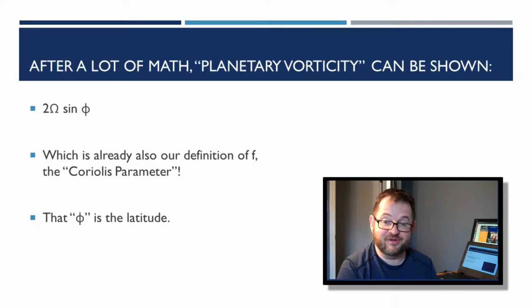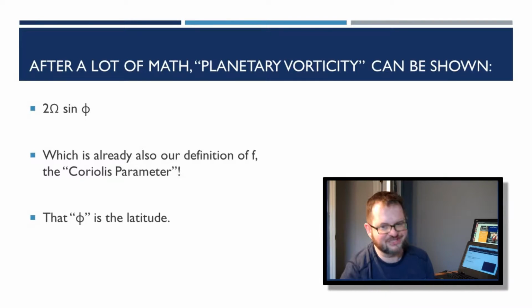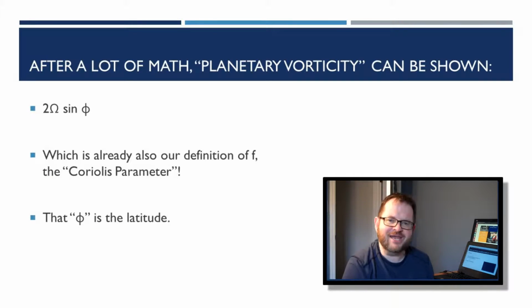That's called the Coriolis parameter, which is f. f appears all over the place in fluid mechanics equations. If you're taking a class that involves any kind of fluid mechanics or any kind of atmospheric dynamics, f is all over the place. It turns out f is also the planetary vorticity. And notice it depends on the rotation rate of the Earth, which doesn't change meaningfully over synoptic scales, and phi, the latitude.